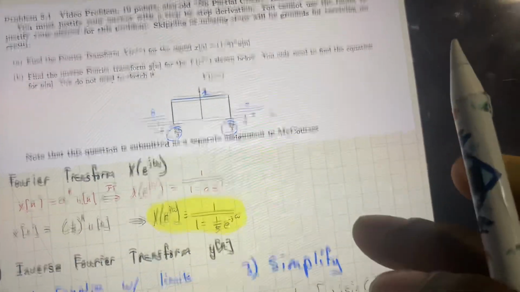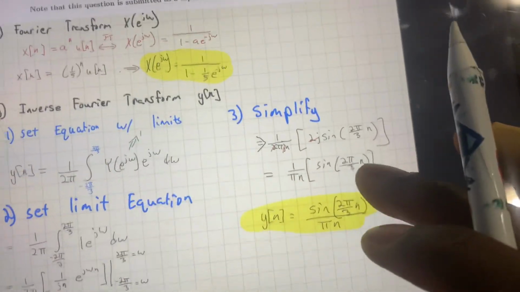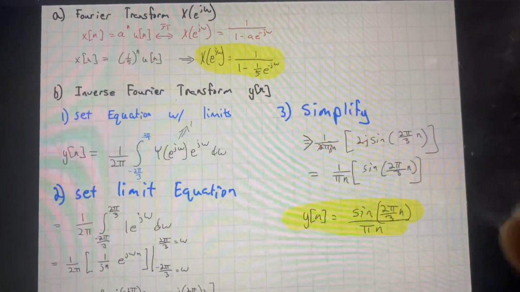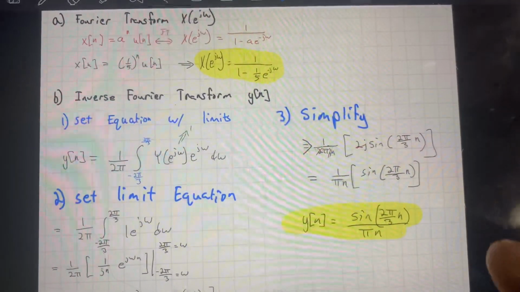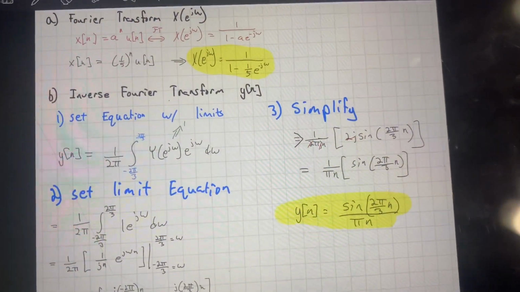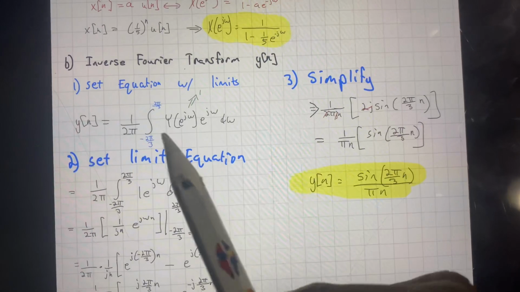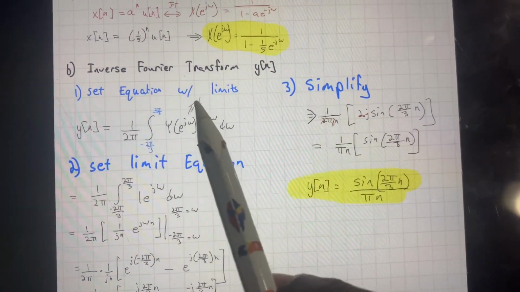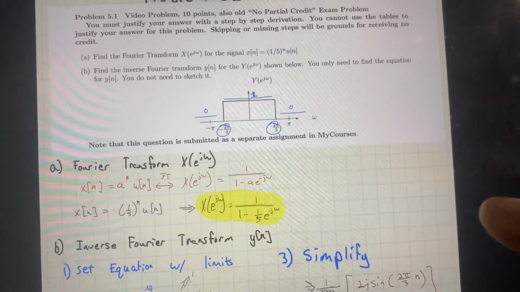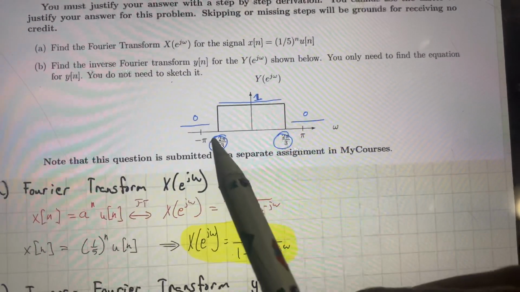Now for the second one, our goal is to find the inverse Fourier transform of y of n. So I was able to break it down into 3 simple steps. So first, we need to set the equation with our limits.